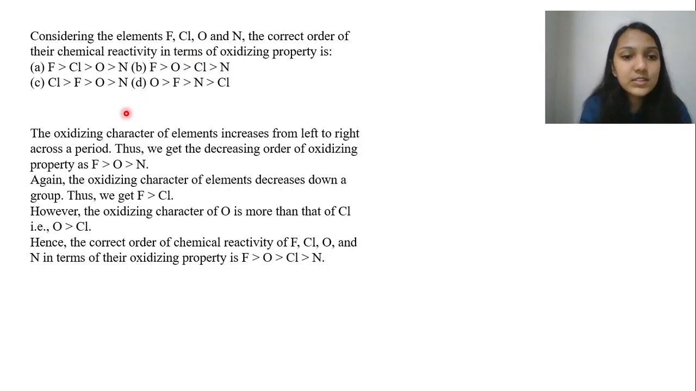So since fluorine is the rightmost, fluorine will have more oxidizing character than oxygen and than nitrogen, right? When we go from top to bottom, fluorine will have more than chlorine, right? This all comes under halogens, right? And oxygen will have more than chlorine because the order is already fluorine, oxygen, nitrogen, and then chlorine. So the correct order is fluorine, oxygen, chlorine and nitrogen. Fine.